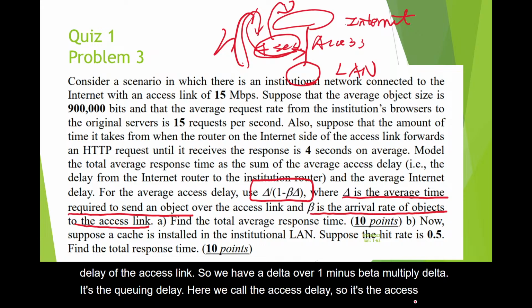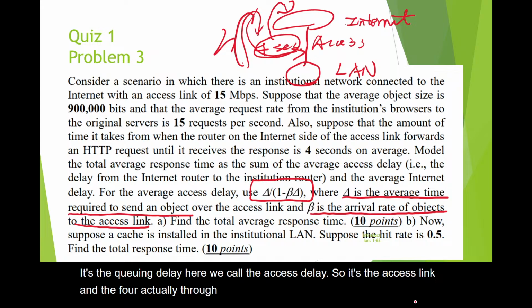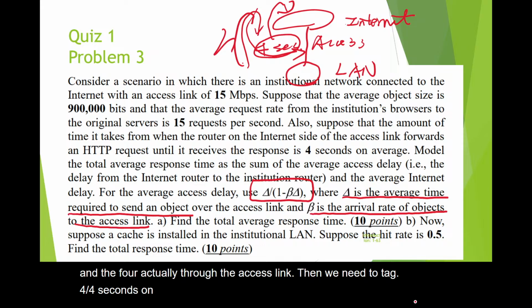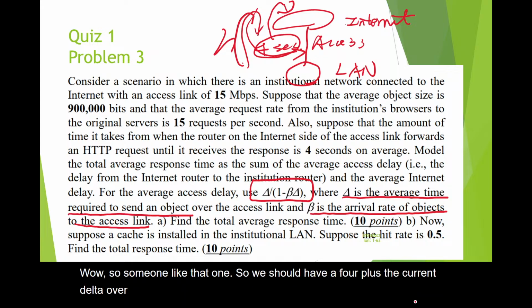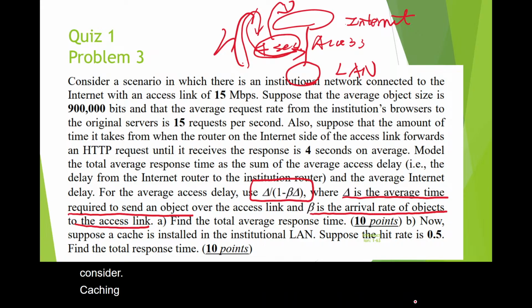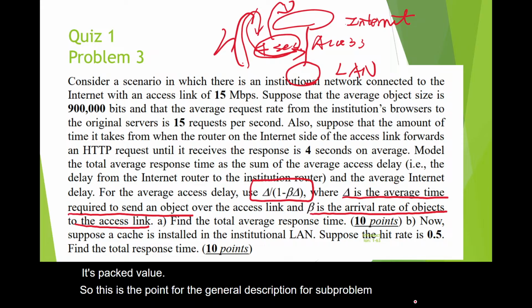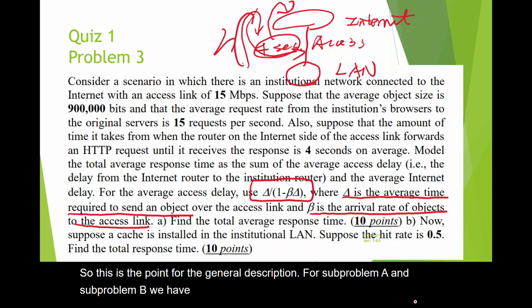And for going through the access link, we need to take 4 seconds on average. Well, something like that. So we should have 4 plus the current delta over 1 minus beta multiplied by delta, possibly. Why possibly? If we consider caching, then we have a different formula using the expected value. So this is the general description for subproblem A. And subproblem B, we have a hit rate of 0.5.